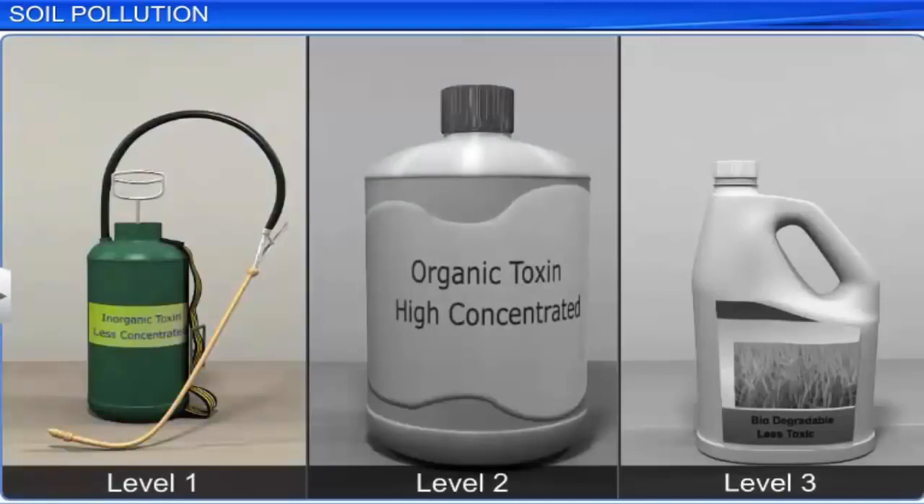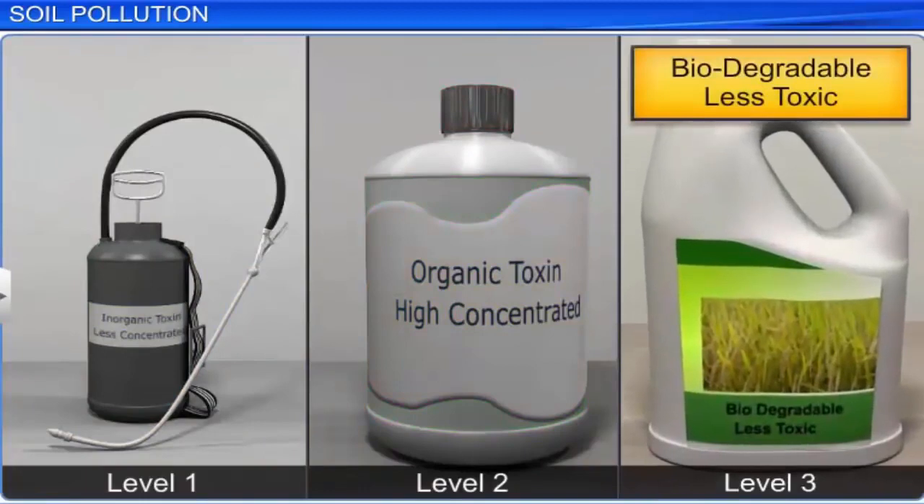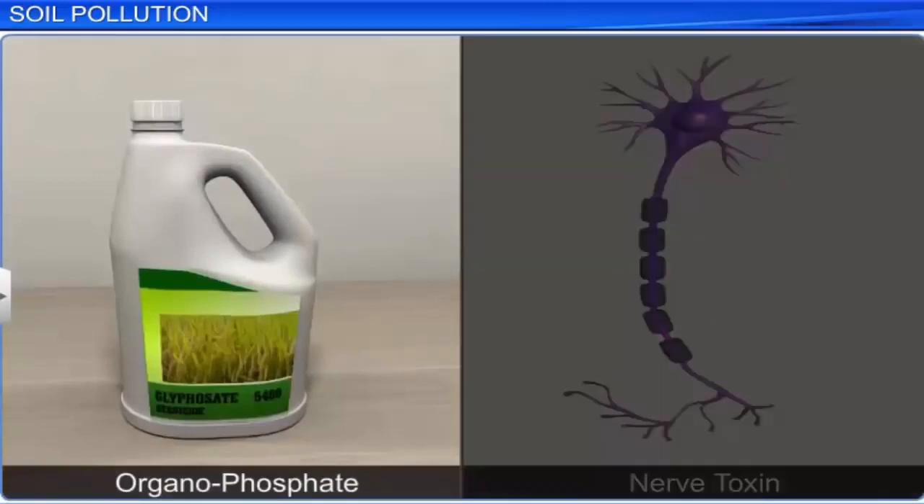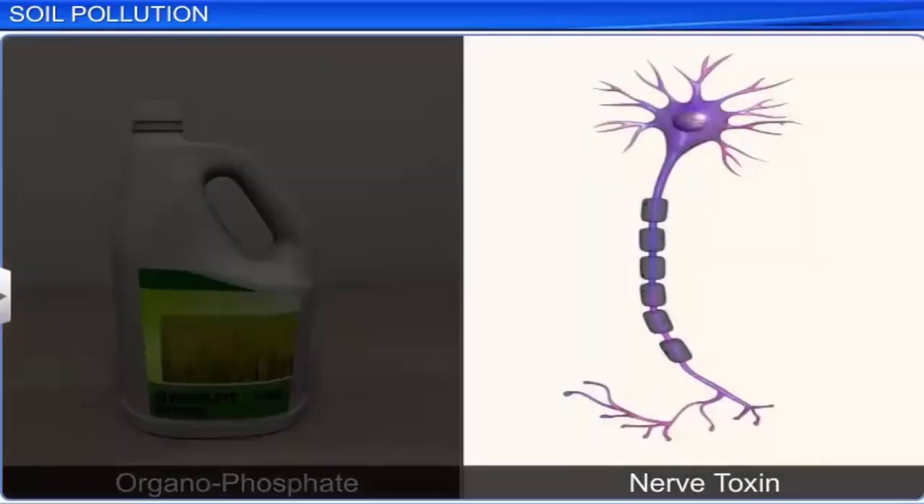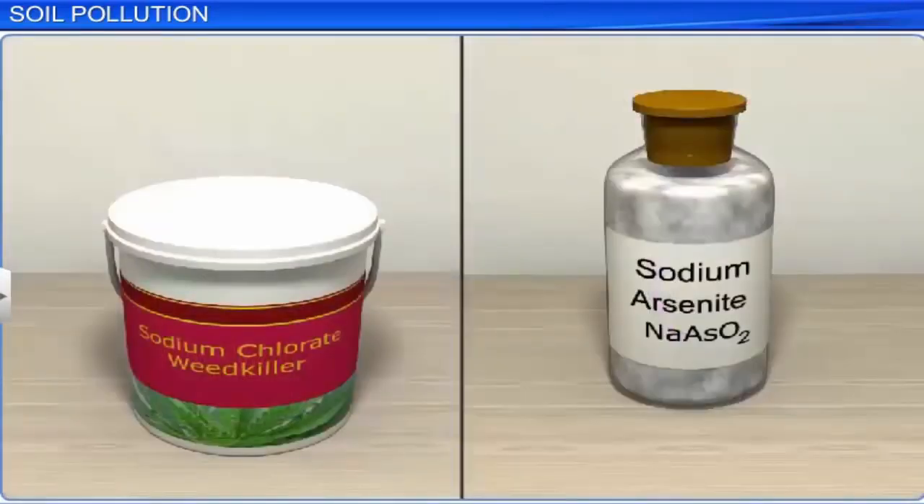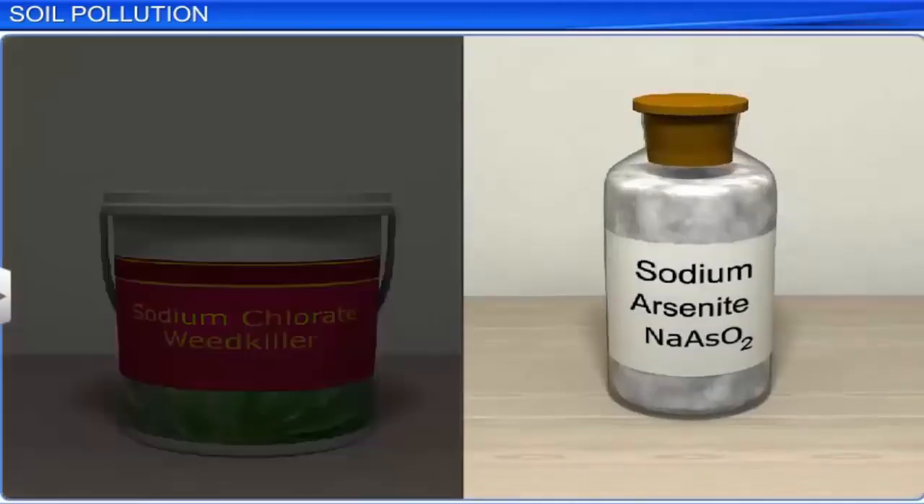Because of the harmful effects of organic toxins, more biodegradable products with less toxin concentration, known as organophosphates and carbamates, were introduced. However, these chemicals turned out to be more harmful to humans as they contain severe nerve toxins that can cause death. Another type of pesticides that has become popular of late are herbicides like sodium chlorate and sodium arsenite.